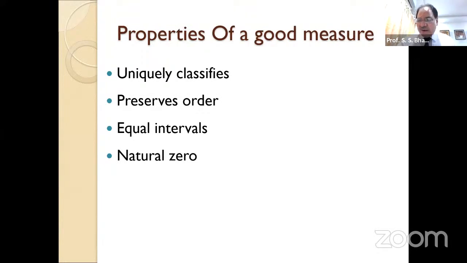But since it is perceptual, since very low, low, and average depend on individual perceptions, there can be different gaps between very low to low and low to average. But if you have a numerical scale, 1, 2, 3, 4, 5, the gap between 1 to 2 would be the same as 2 to 3, and the same as 3 to 4 and 4 to 5. That means a scale can be considered good if this third characteristic is also there.